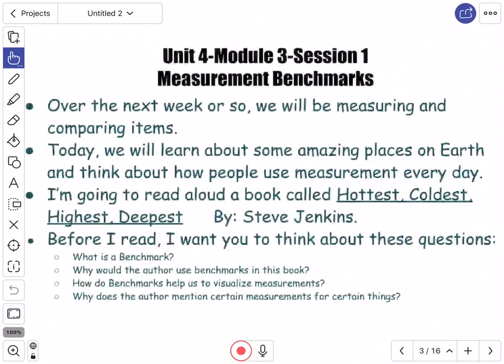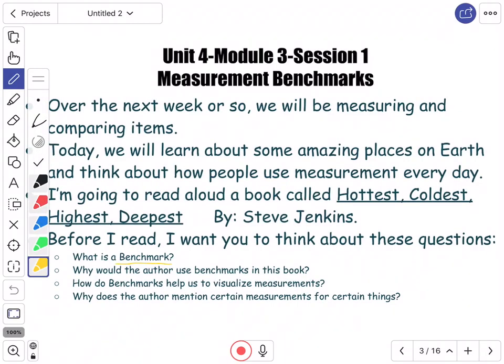So over the next week or so, we're going to be measuring and comparing items. Today we're going to learn some amazing places on Earth and think about how people use measurement every single day. So I'm going to read aloud a book called Hottest, Coldest, Highest, Deepest by Steve Jenkins. Before I read, though, I want you to think about these questions.